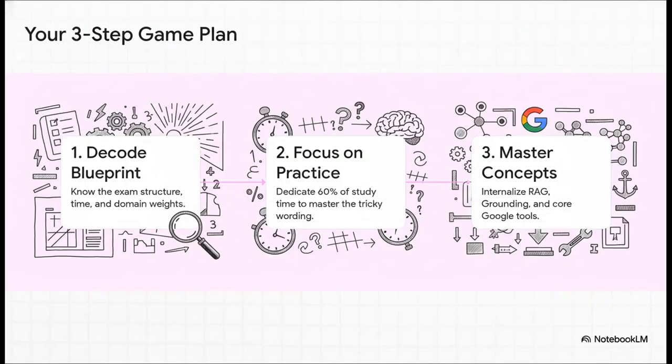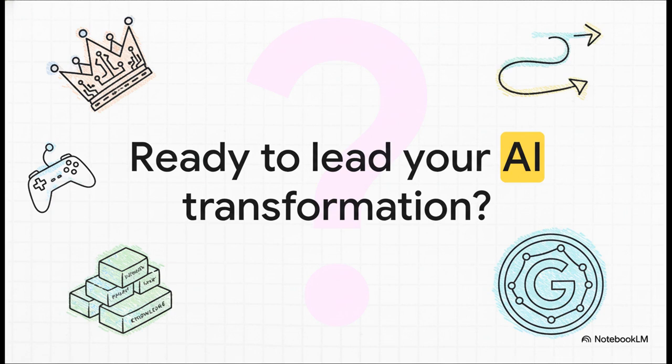So let's just quickly recap your 3-step game plan for success. Number 1, decode the blueprint. Know the structure and what topics matter. Number 2, focus on practice. Dedicate that 60% of your study time to practice exams to get used to the tricky wording. And number 3, master the key concepts. Really get RAG, grounding, and the differences between Google's main tools. And that's it. You now have the complete playbook. You know the rules, you know the strategies, and you know the essential concepts. The only thing left to do is put it into action. So are you ready to lead your AI transformation? Go get that certification.